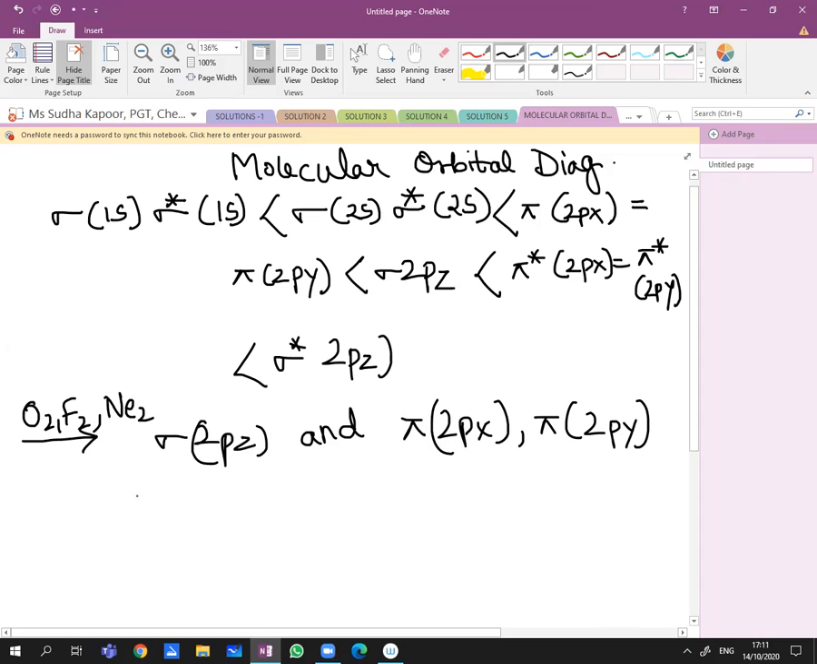So in the case of O2, F2, and Ne2, these three have to be considered in a different manner compared to the above. The first configuration that I wrote is up to 14 electrons, and in case of O2, F2, Ne2, we consider sigma 2pz first, then pi 2px equal to pi 2py. But there is no change, dear students, in the anti-bonding orbitals of 2px, 2py, and 2pz.